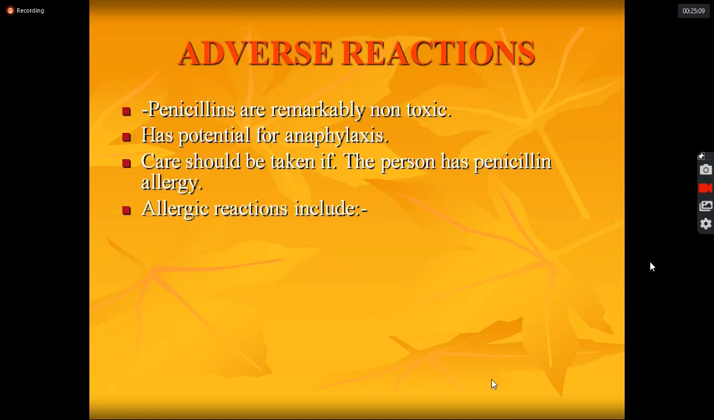Now, adverse reactions. Before I move on to the adverse reactions, I want to tell you one thing: penicillins are highly safe drugs and they are given very liberally to the patient. But the most important thing is the history of the patient.